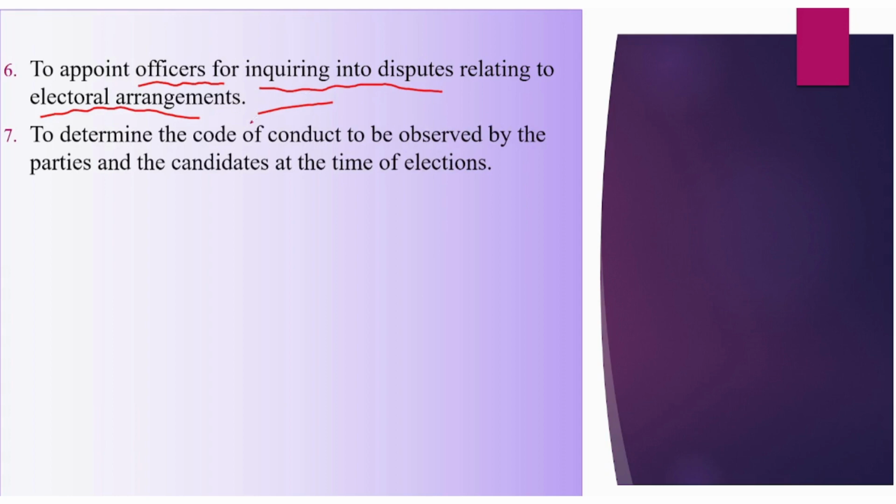The next is to determine the code of conduct to be observed by the parties as well as the candidates at the time of elections. Once the Election Commission of India notifies the election date, from the time it releases the notification till the declaration of results, there will be a model code of conduct. That model code of conduct should be followed by all the political parties as well as the contestants who are contesting the elections.